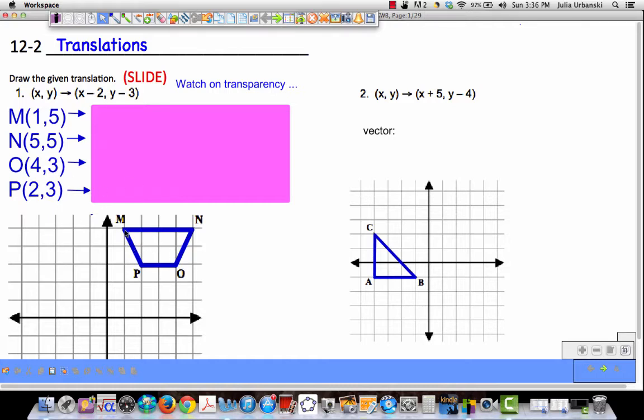M is at the point 1,5, so I wrote that down there. N is at the point 5,5. O is at the point 4,3, and P is at 2,3. So just write down the coordinates that you have. And remember, at any point you can pause or rewind if it's going too fast for you.